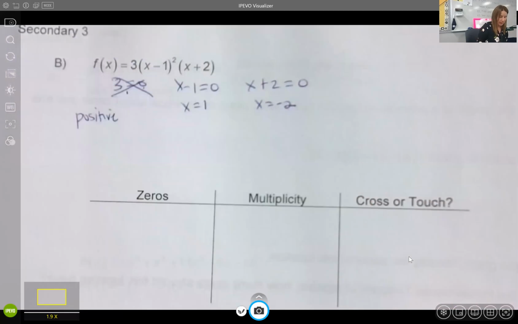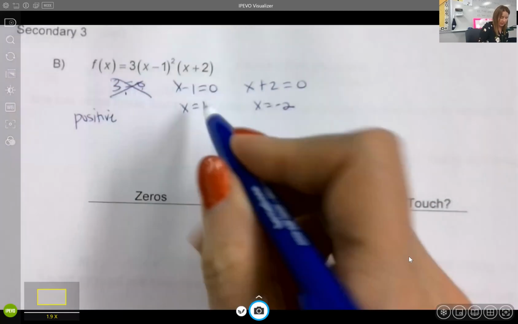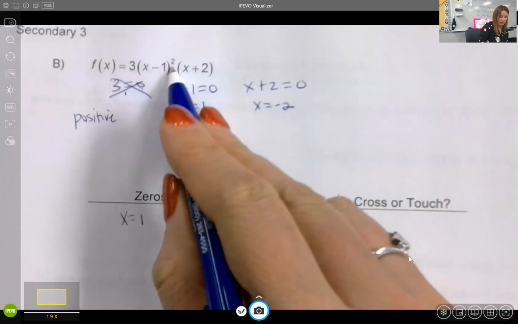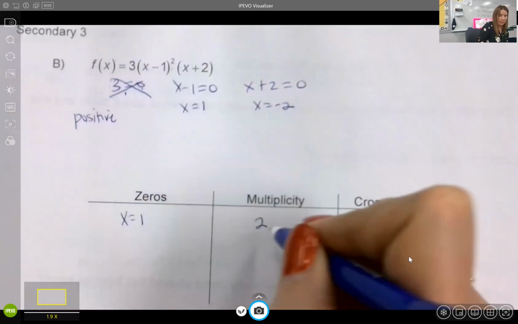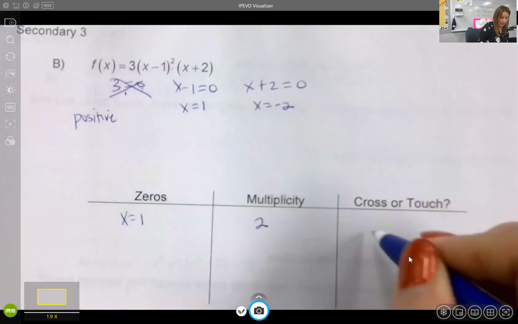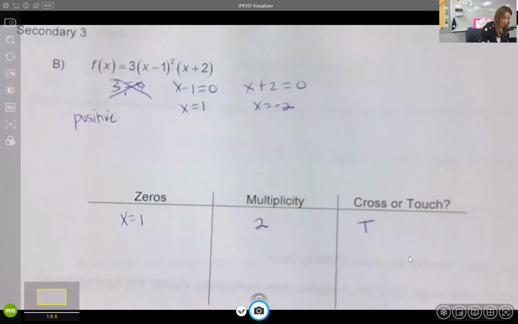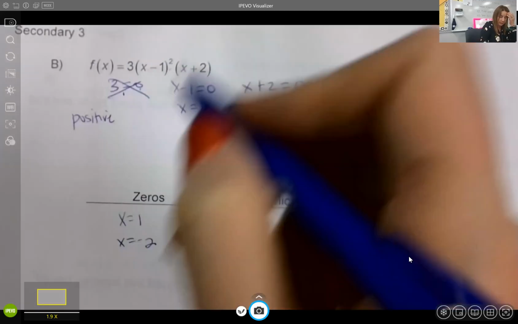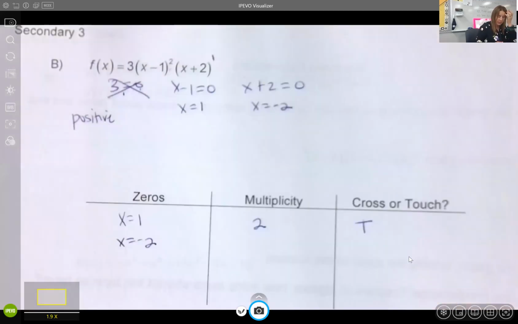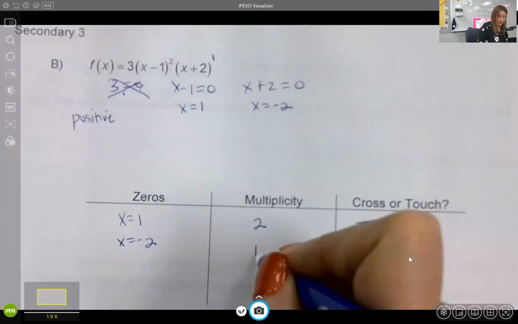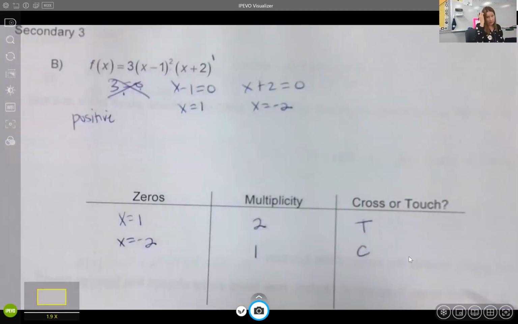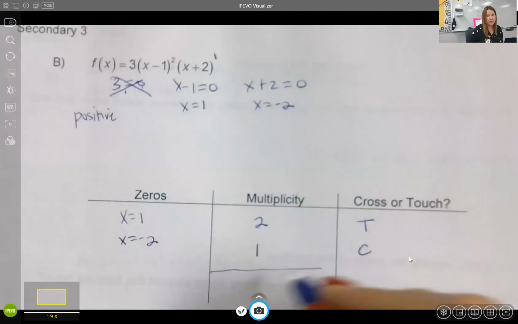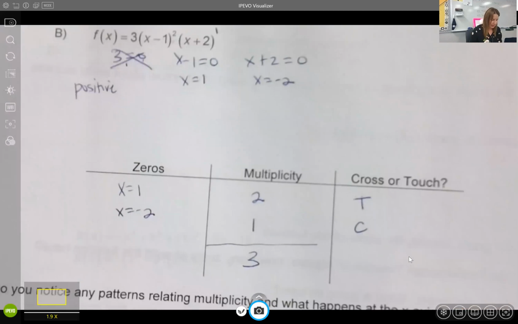Okay, now x equals 1 is a 0. That had a multiplicity. The little power is a 2. 2 is an even number, and so that will touch. Then I have x equals -2. Now up here, there's not a power, so it automatically is a 1. So the multiplicity is a 1. 1 is an odd number, so that will cross. Okay, my total is 3. So 2 plus 1 is 3.